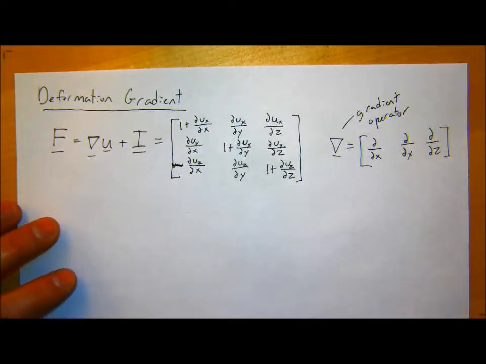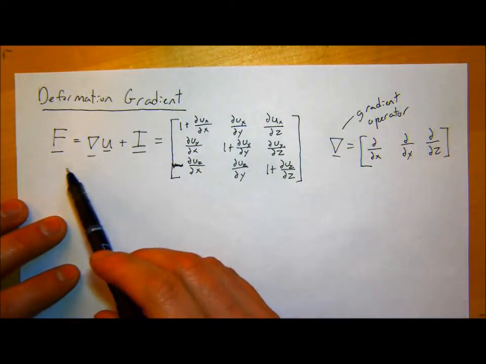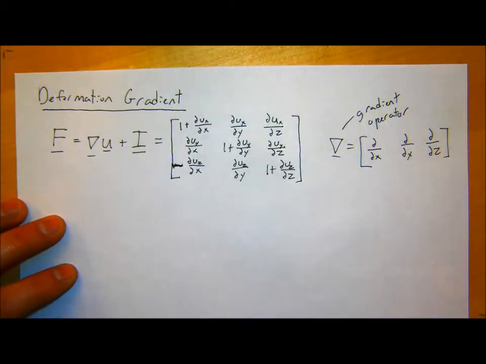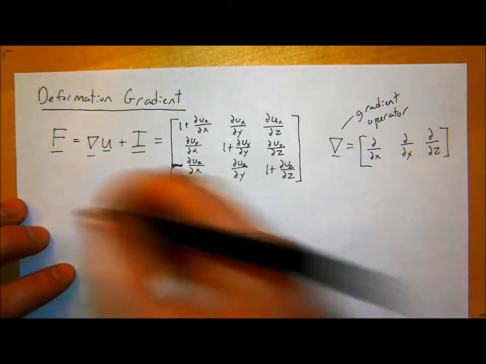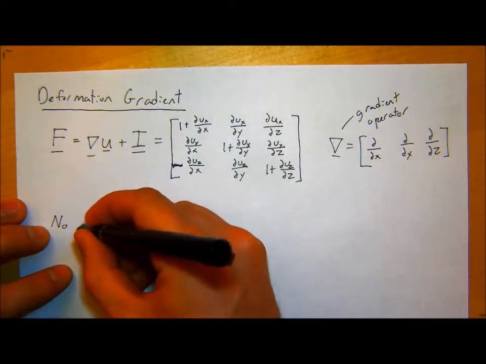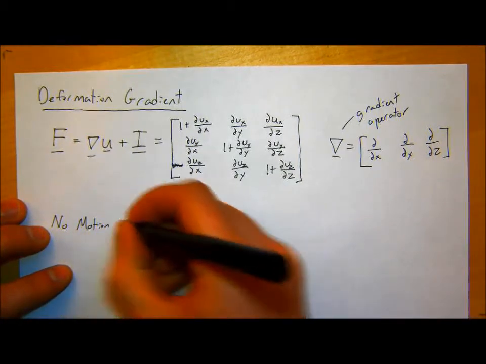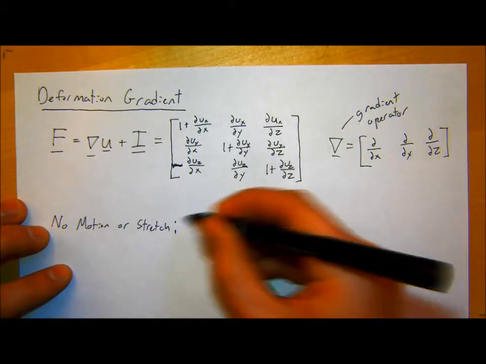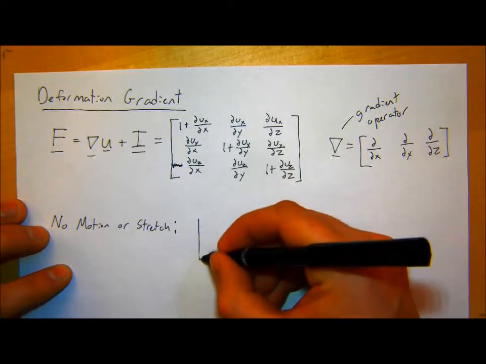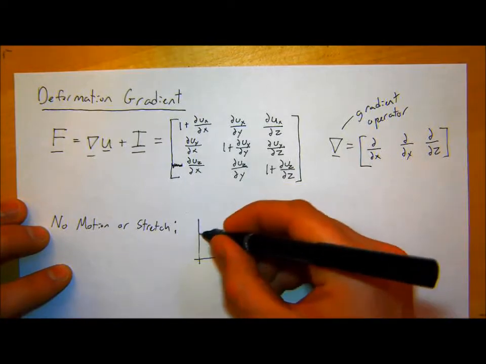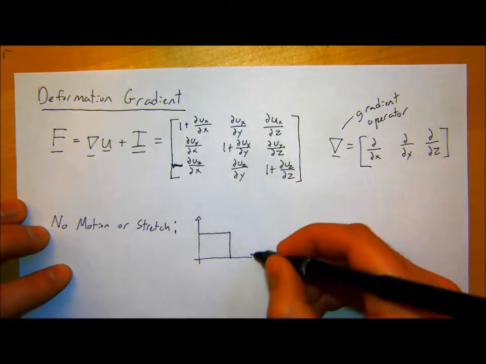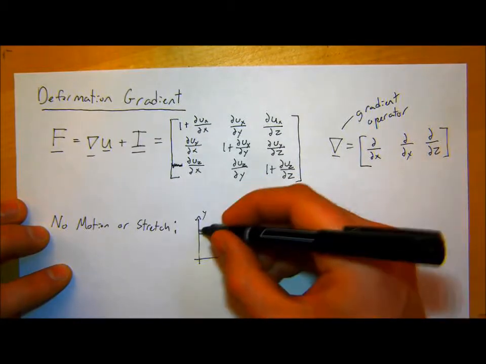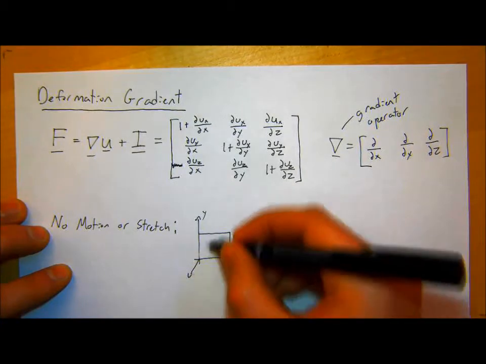Alright. So, what I'm trying to do in defining this deformation gradient is define the relative stretch of a body. So, if I start off with no motion or stretch, if I just have a body that's kind of sitting there, my F, there's a z component too.